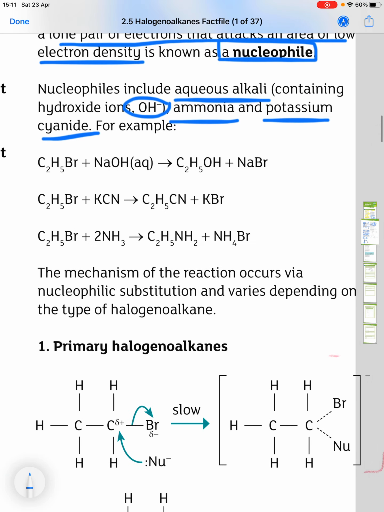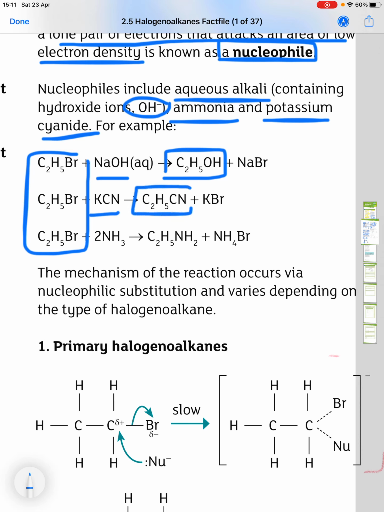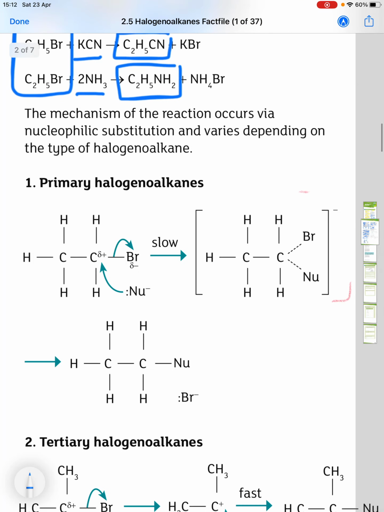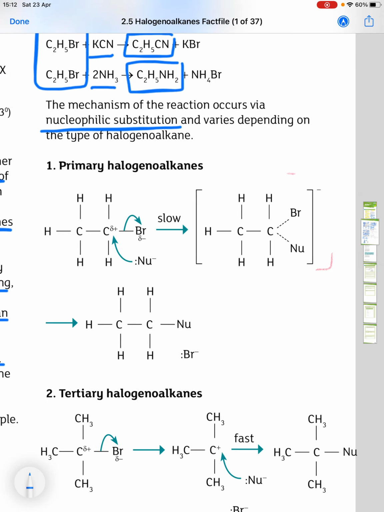So for example, if we look at the same compound, which is bromoethane, if we react with sodium hydroxide, we get the alcohol. If we react with potassium cyanide, we get a nitrile. And if we react with ammonia, we get the corresponding amine. And the mechanism of the reaction occurs via nucleophilic substitution and varies depending on the type of halogenoalkane.